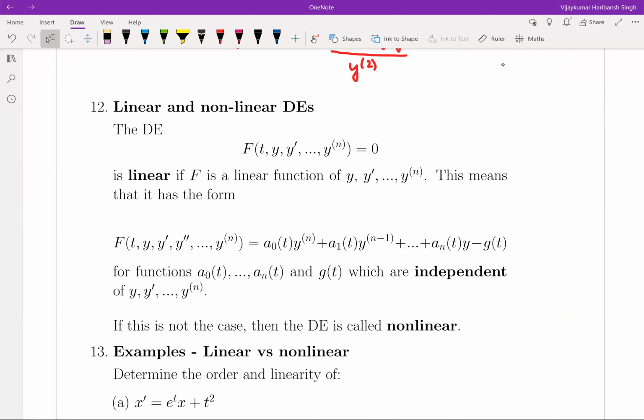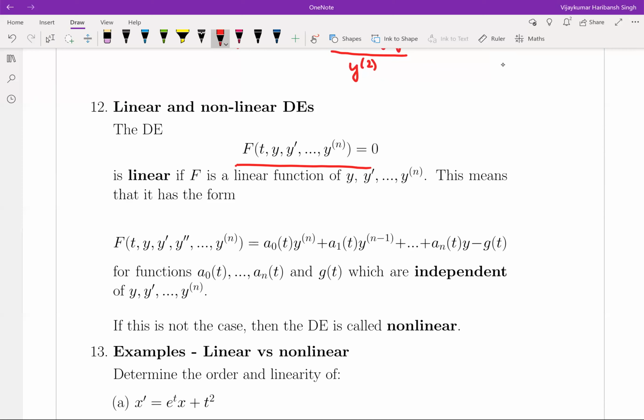So suppose I write my differential equation in the general form. This is a function, right? Capital F is a function of t, y, y prime, dot, dot, dot, the nth derivative of y, equals 0. Now this differential equation is called linear if F is a linear function of y, y prime, dot, dot, dot, y^(n). If this is a linear function of these, then we say that the differential equation is linear.